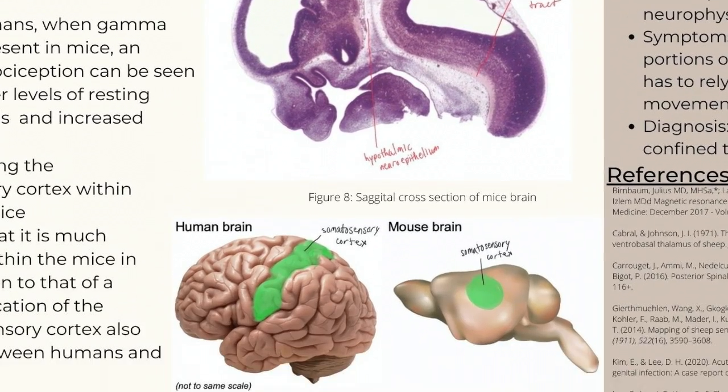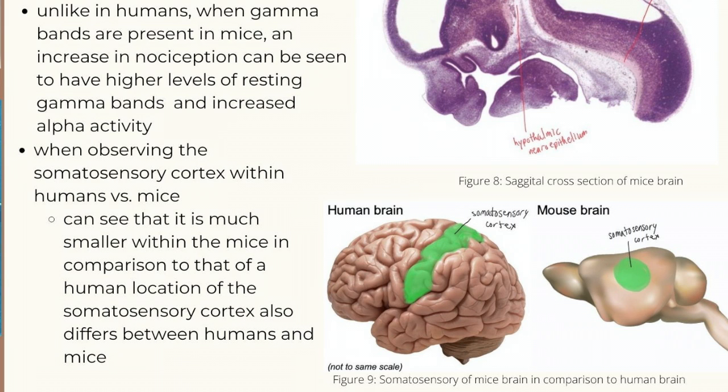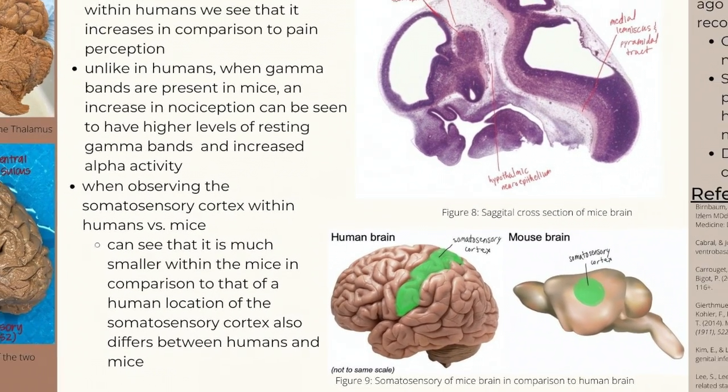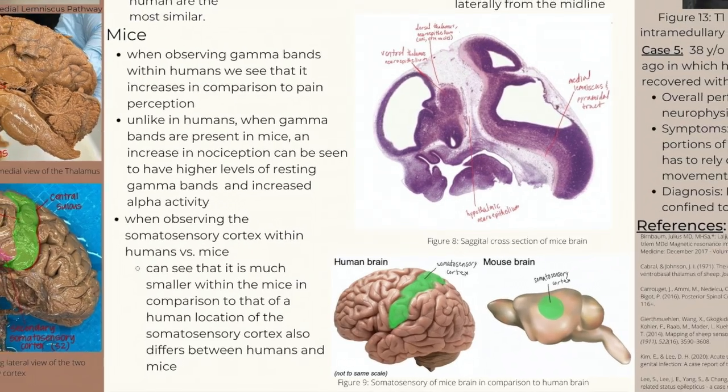A clinical study was conducted by using gamma band oscillations. It was found when observing the band in humans there was an increase in pain perception, whereas when looking in mice we see that these bands increase more, with nociception increasing alpha activity and resting gamma band.